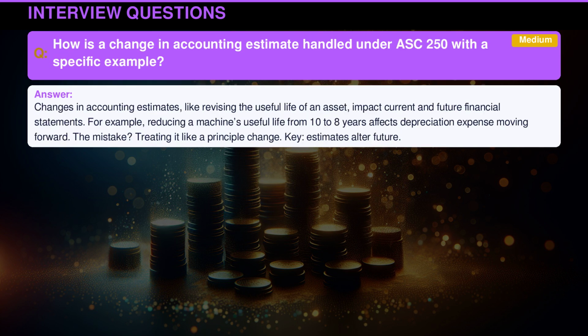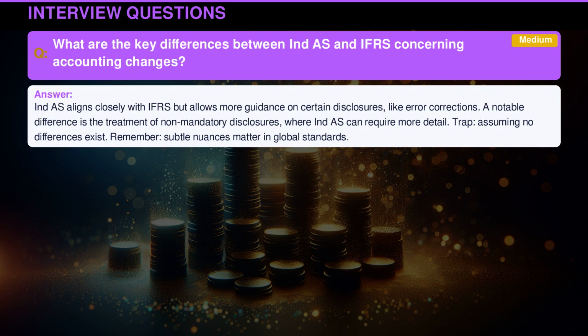Changes in accounting estimates, like revising the useful life of an asset, impact current and future financial statements. For example, reducing a machine's useful life from 10 to 8 years affects depreciation expense moving forward. The mistake? Treating it like a principle change. Key: estimates alter future.